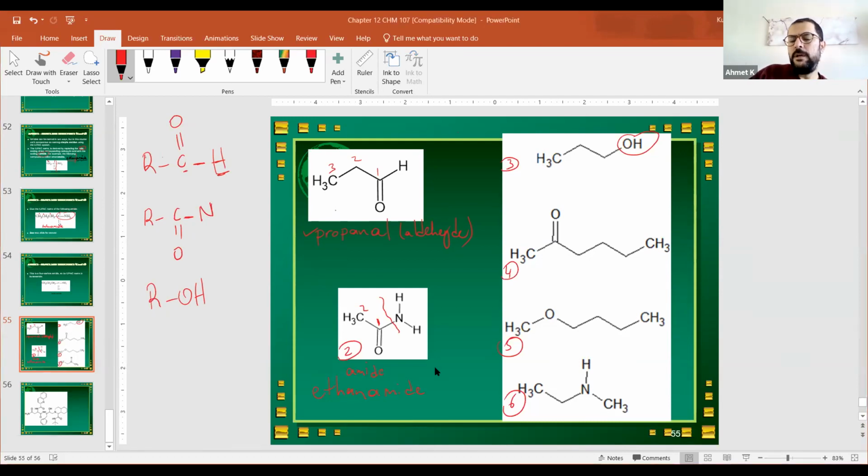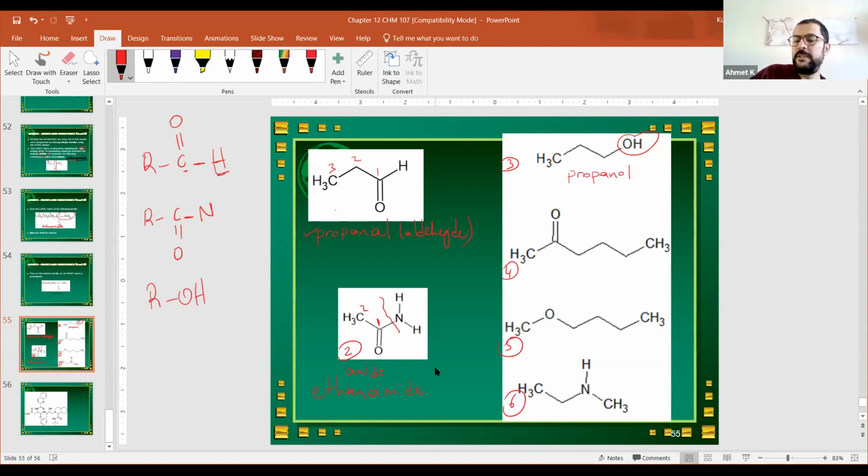What about ketone? Which one is ketone? Oh, by the way, what's the name of this? You said propanol. Yeah, the number 3 is propanol. Okay, very good. Are we missing anything though here? Are we missing a number?